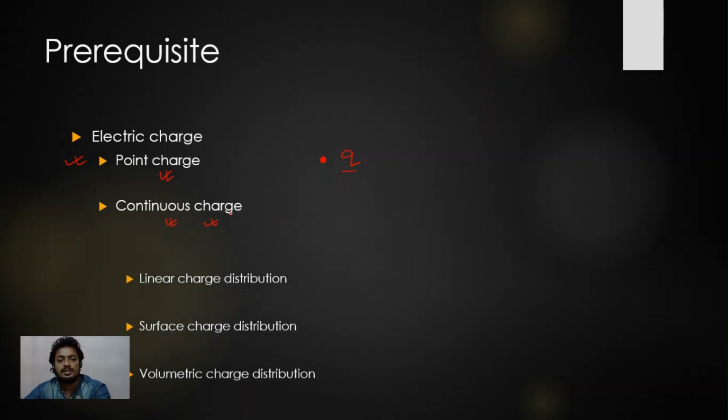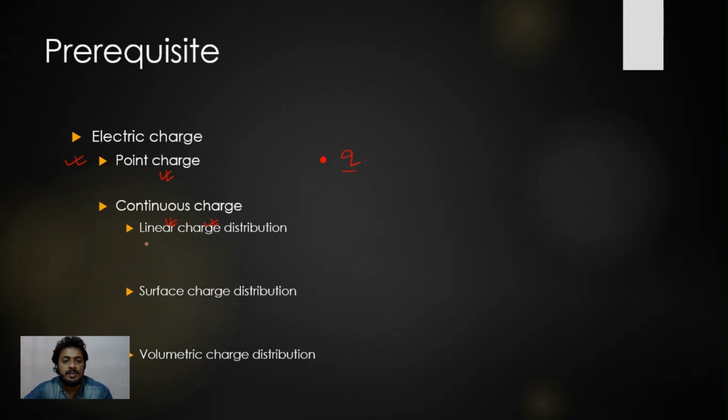One of them is linear charge distribution, others are surface charge distribution and volumetric charge distribution. In linear charge distribution, we can see there is a rod and it has a uniform charge q. Linear charge density is defined as q by l, where l is the length of the rod.